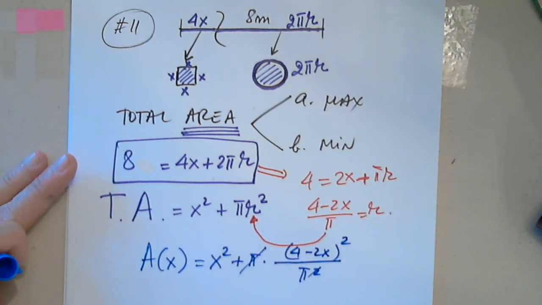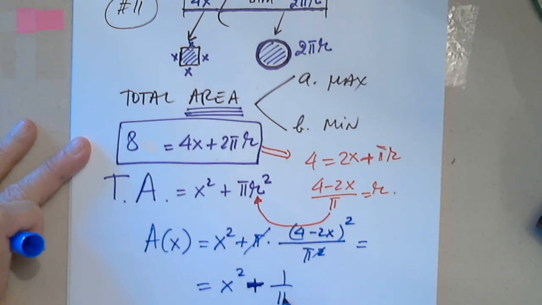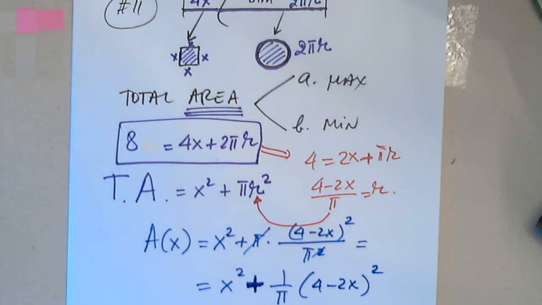1 pi goes away. So the simplified form for now anyway is this, plus 1 over pi times (4 minus 2x) squared. So whatever I get, it's okay. I do have the function now, and I need to differentiate and find critical numbers.